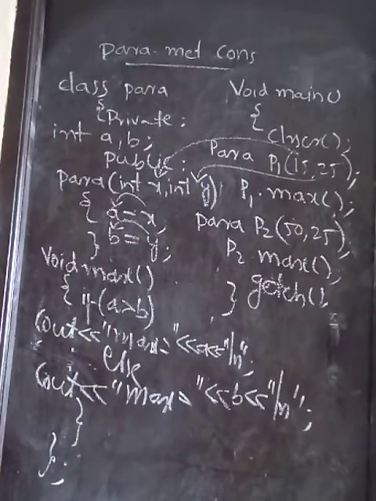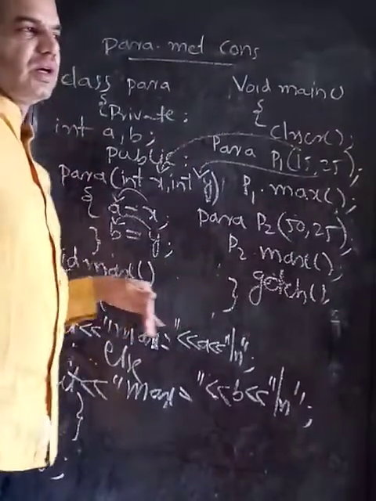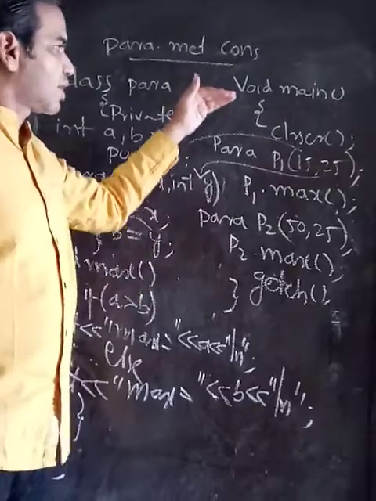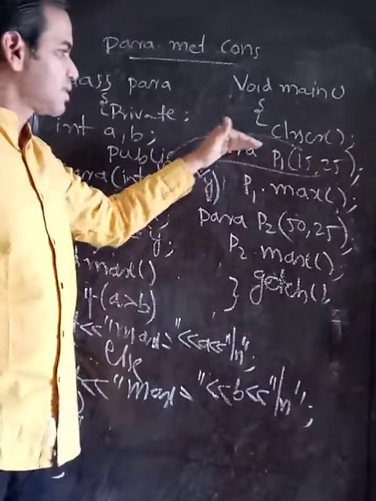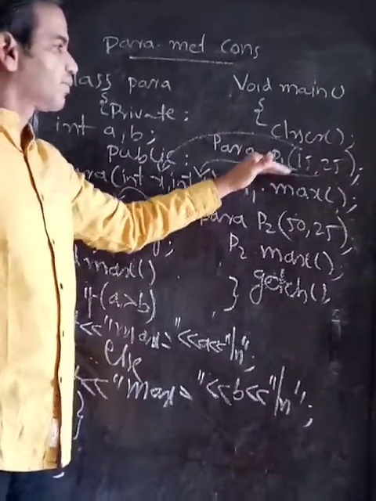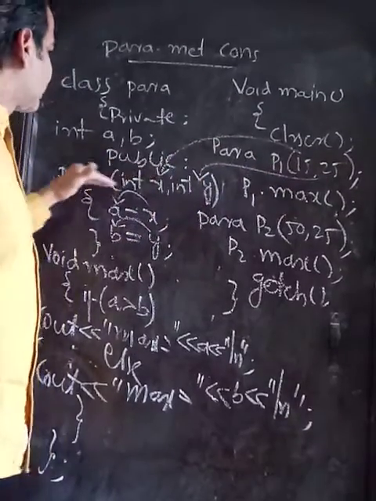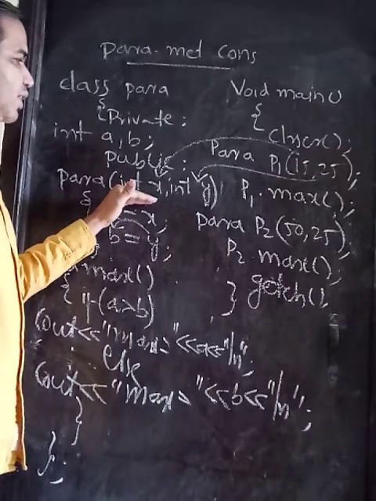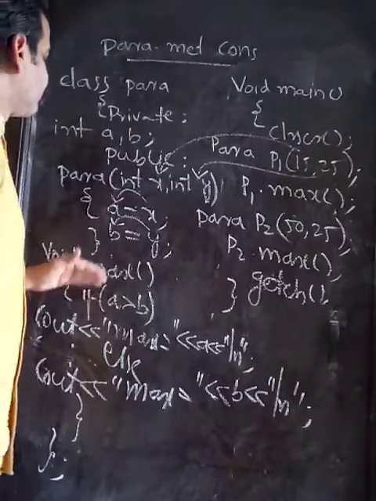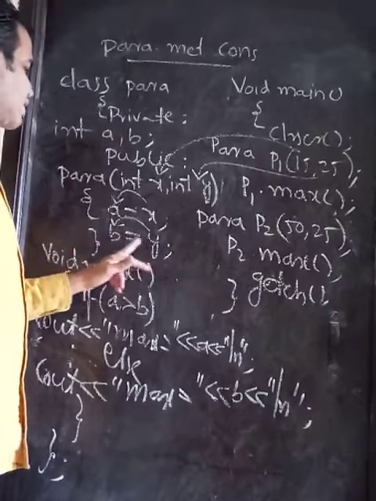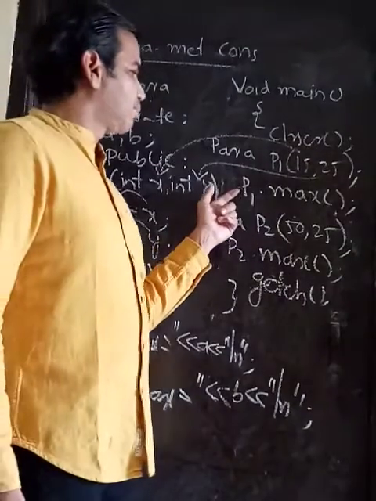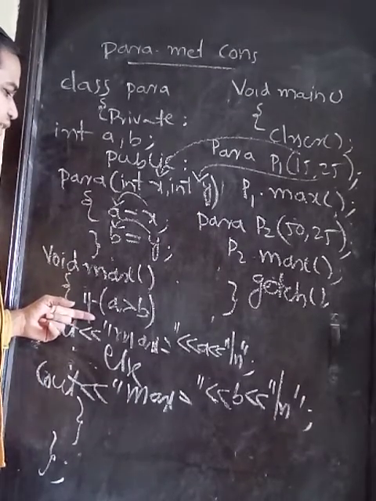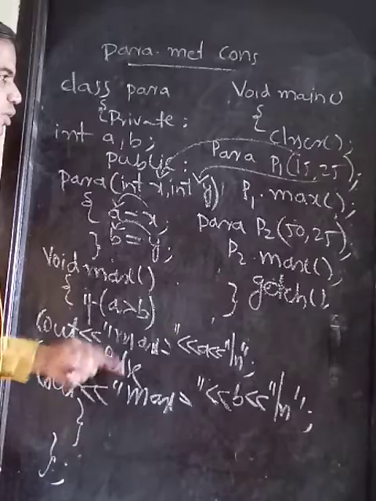Once again we will see. If you trace the program, C++ is a top to bottom approach language. The cursor comes to void main. Para P1 is the object, 15, 25. Automatically this member function will be invoked. The x value will be received as 15, the y value as 25. The x value we are assigning in a, the y value in b. Then P1 dot maximum, the cursor goes to maximum. The condition 15 greater than 25 is false, so it will display maximum is equal to 25.